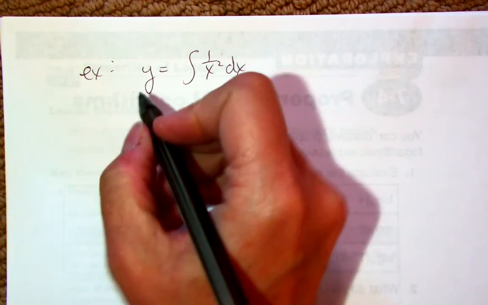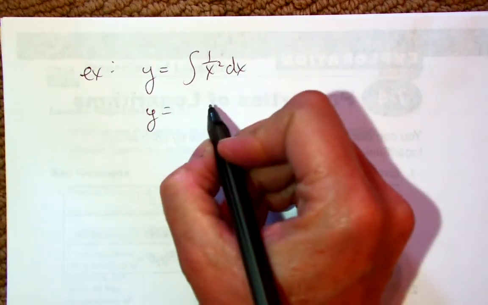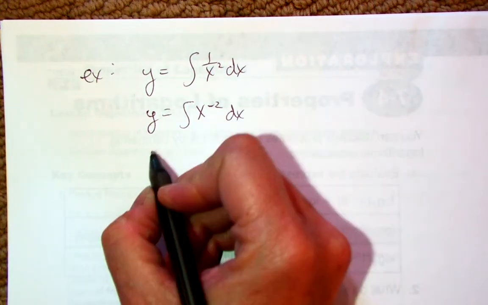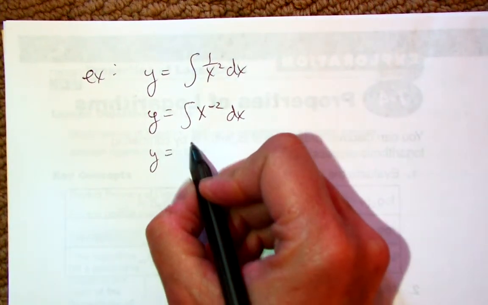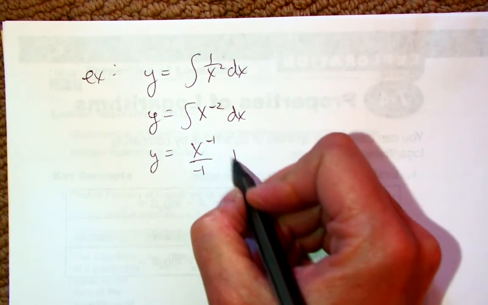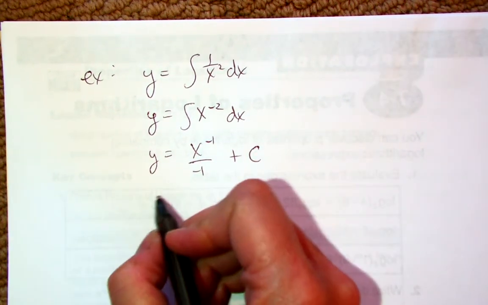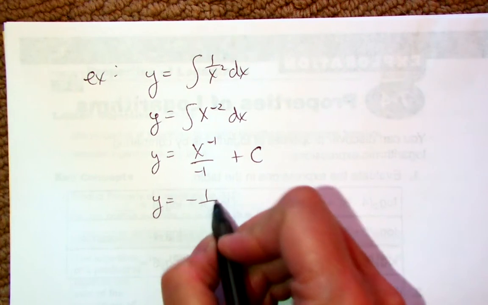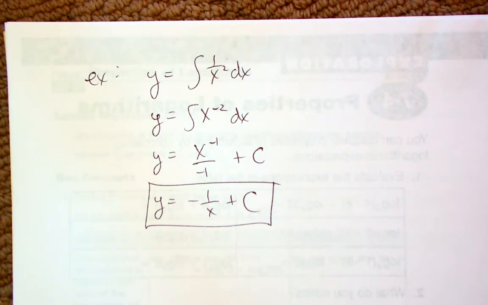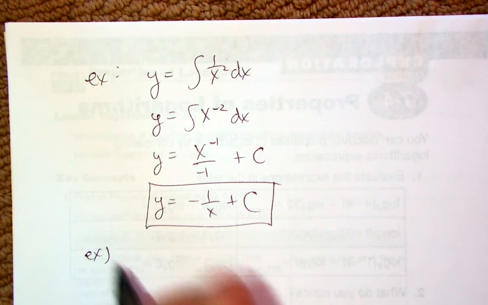Let's go ahead and do the indefinite integral of the right-hand side. First thing I'm going to do is I'm going to rewrite it. Now I'm going to go ahead and continue. I'm going to increase that by 1 and divide by that, plus my constant of integration. Let's do another one.